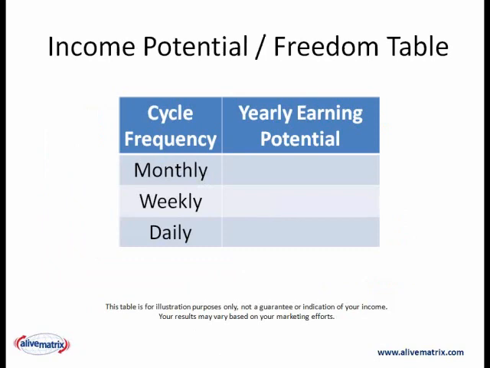Now let's have a look at the income potential. Now we are covering only the freedom table. If I cycle only once a month on the freedom table, and only once a month, remember you have 3 positions. That's basically 1 position cycling every 3 months. For example, if I have my position 1 cycling in January, my position 2 cycling in February, and my position 3 cycling in March, that's really 1 position cycling every month, which is 1 cycle per month. So my income potential for the year is $28,000.